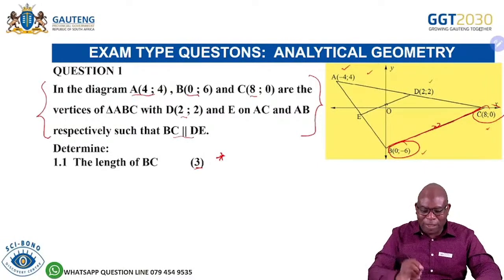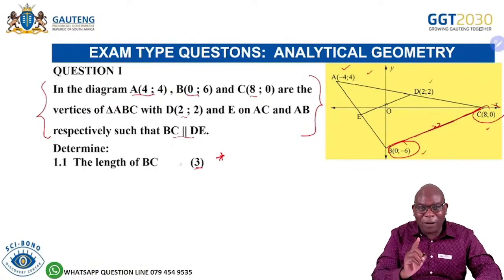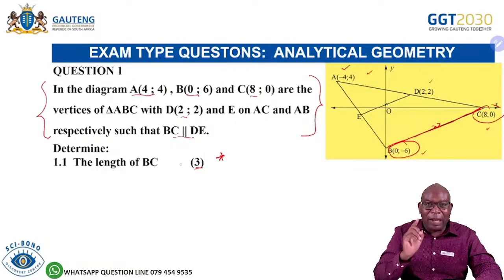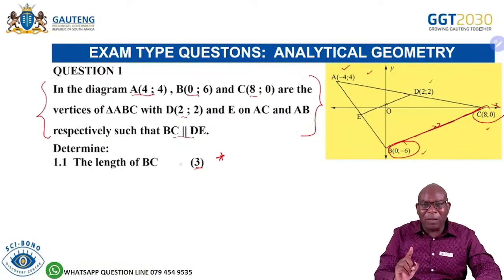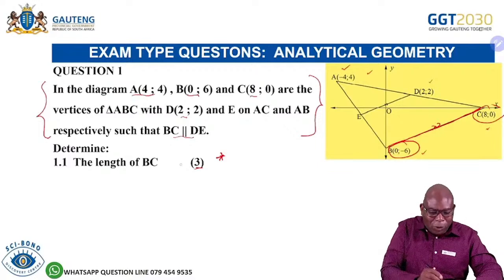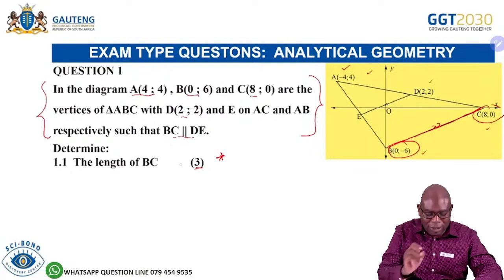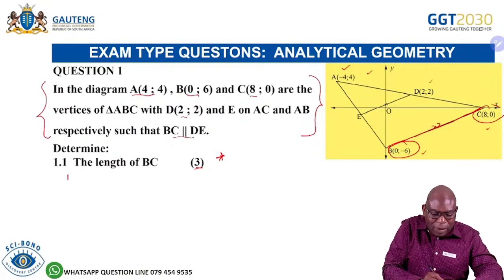So for me to pass this question, the length of BC, I need only 1 mark. If I get 1 out of 3, it means I already have 33%. So I've already passed if I got 1. For me to get 1, I must write down the correct formula. So I go to my formula sheet and copy the formula correctly.